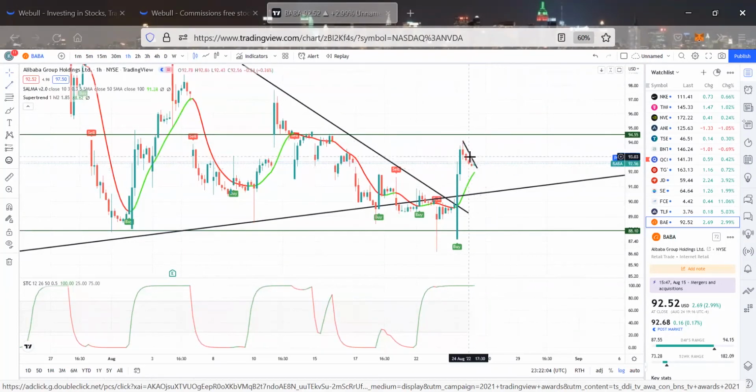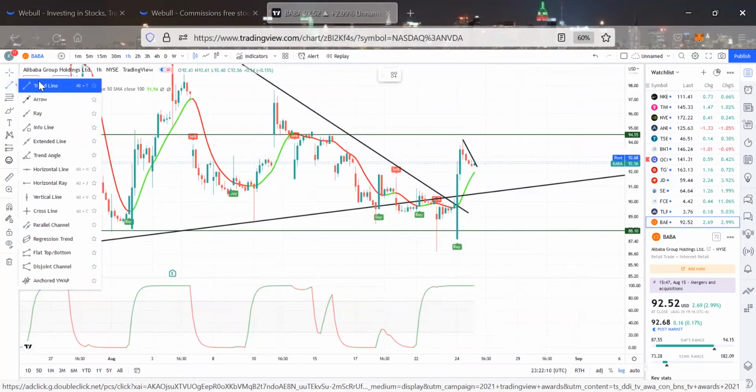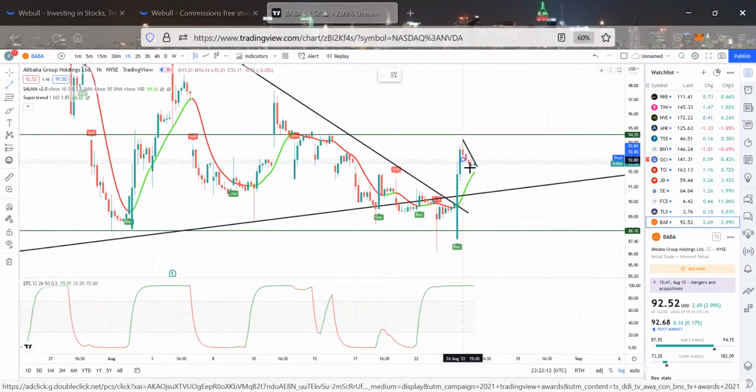Right? So right here, we have a bull flag right here. Perfect bull flag. Yep. Right? Perfect bull flag. Beautiful. You don't have to draw the bottom one, but I just like to draw it so I know where it's trading at.